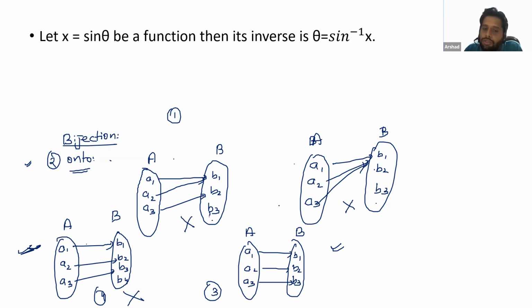Now, what is a bijection? Which is both 1, 1 and onto. If we check this third one, it is 1, 1 because A1, A2, A3 have different images. The third one is bijective. So an inverse will exist when the function is a bijective function. I hope now this is clear to you.